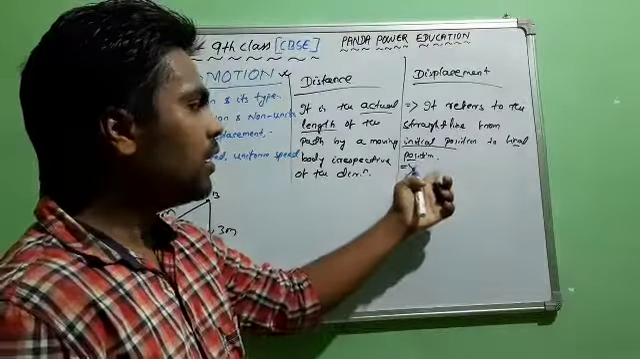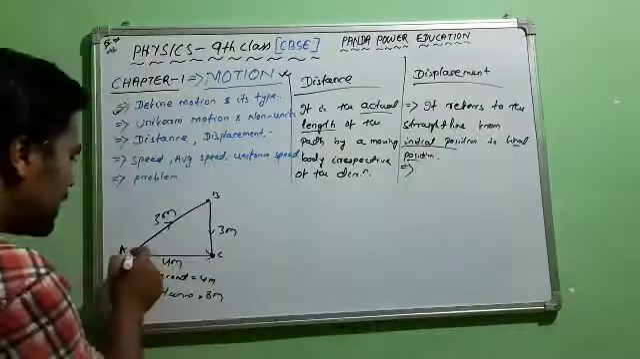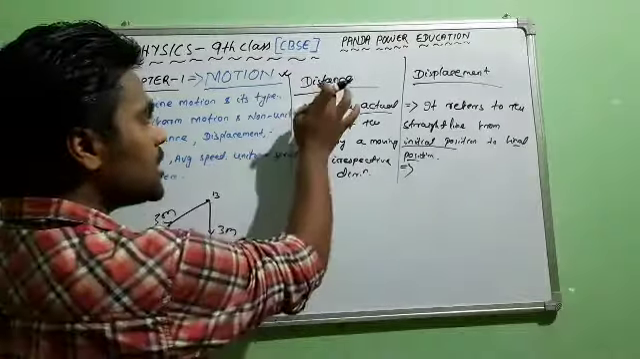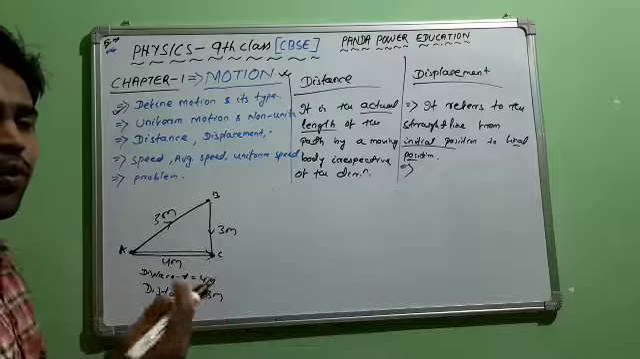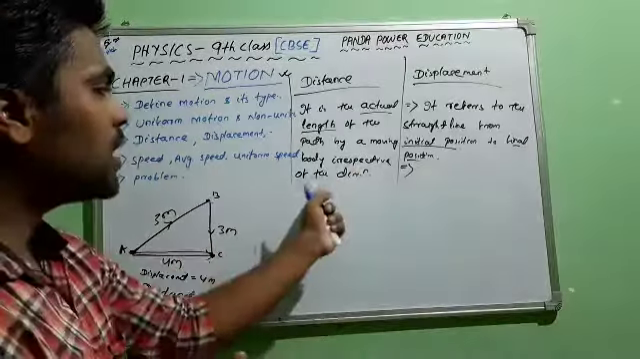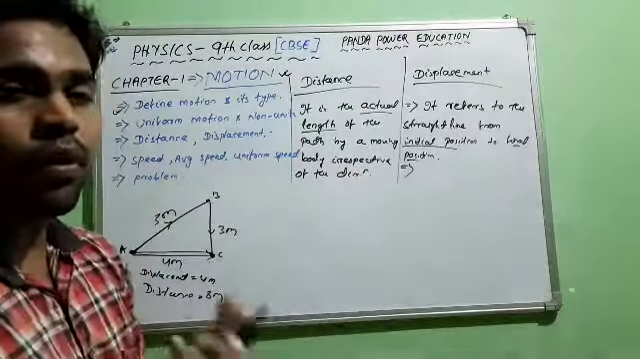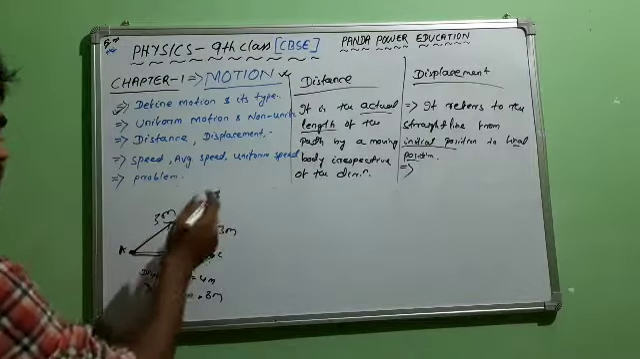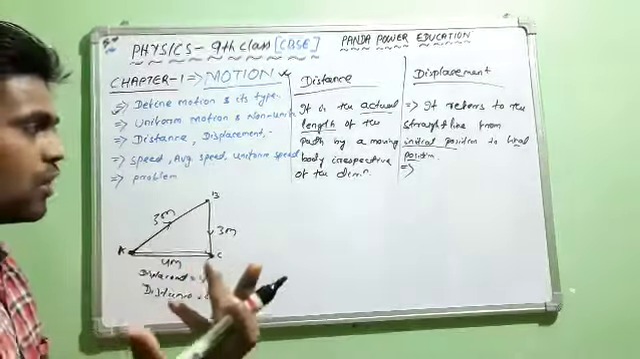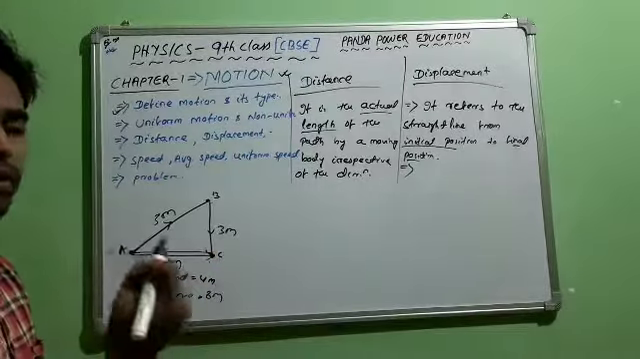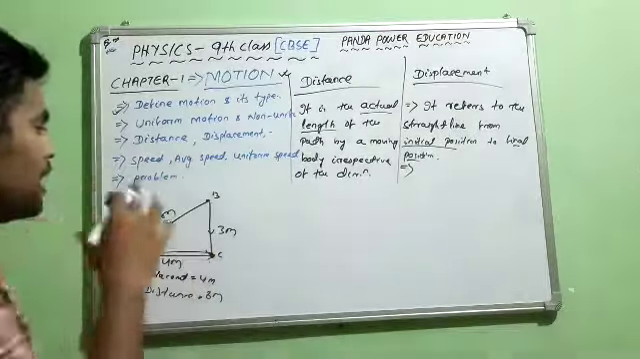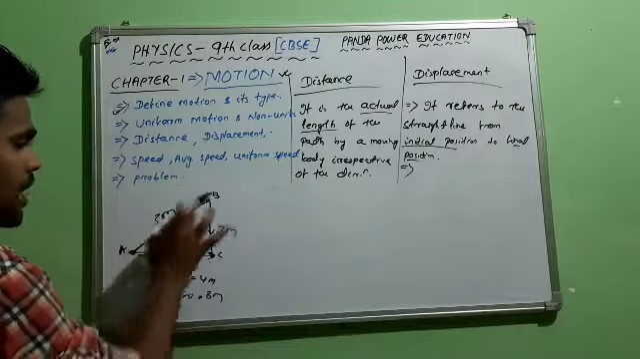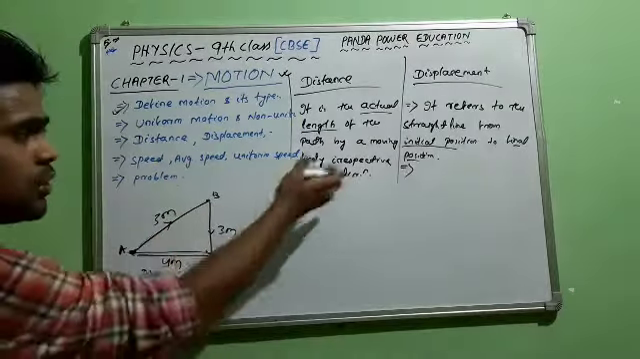In displacement, we choose the direction, where the body is. But in case of distance, we don't bother about direction. Here we cannot say A to C, we can't say the direction. In case of distance, we only measure the distance: 5 plus 3 is equal to 8 meter.